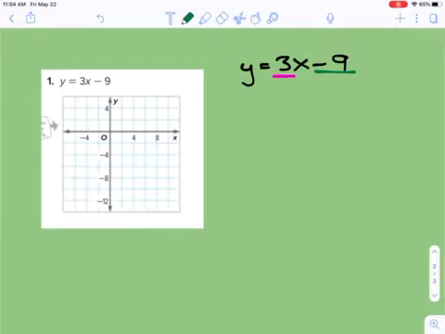So from what we've learned, we already know what my y-intercept is. The y-intercept is negative 9. So you're already half of the way there with this problem. You just go down to negative 9 on the y-axis, because that's what the y-intercept is. Where does it cross the y-axis?